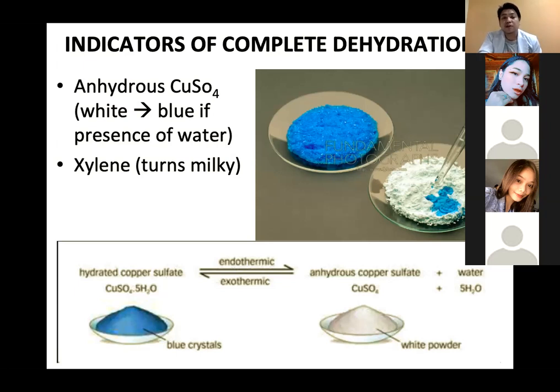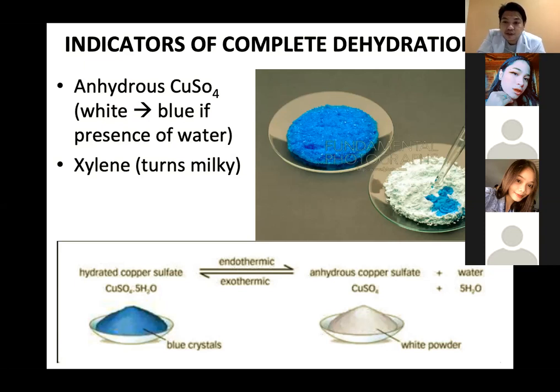So another one is xylene. Xylene is our clearing agent. Okay, so what happens to xylene if we immerse an incompletely dehydrated tissue? It turns milky. Okay, para siyang precipitated na xylene. Okay, so those two are our indicators for dehydration.